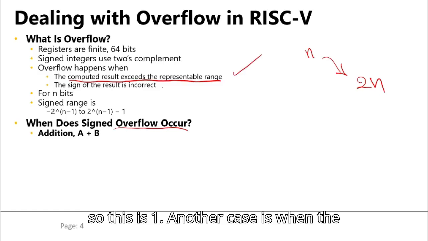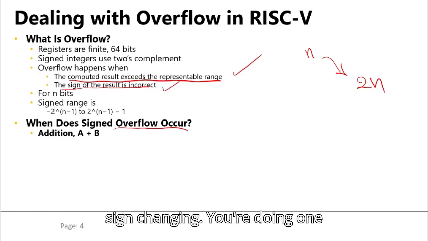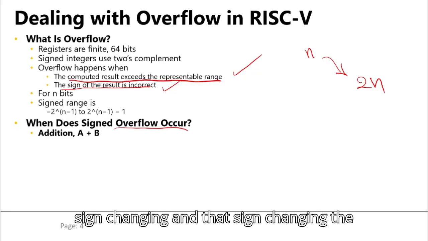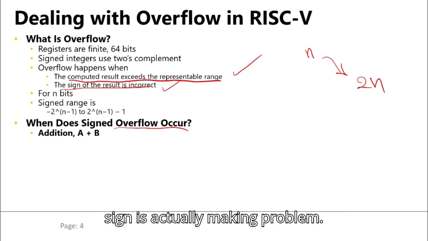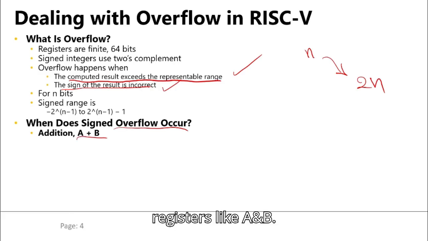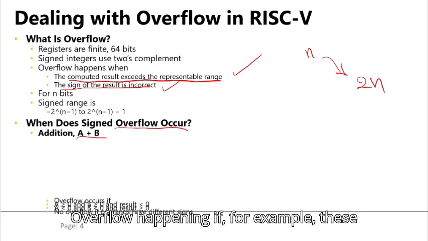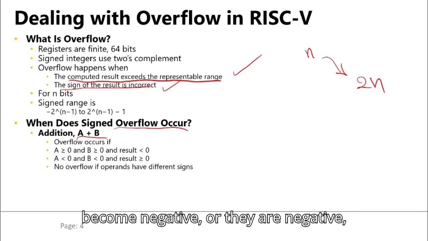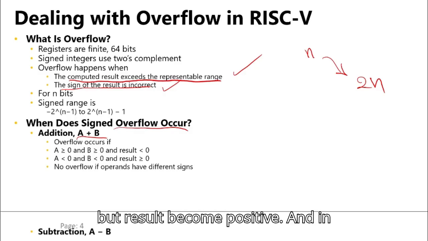Another case is when the sign changes. You're doing one operation, you don't exceed the representable range, but the sign changes, and that sign change is actually the problem. So for example, imagine we are adding 2 registers, A and B. Overflow happens if these 2 numbers are positive but the result becomes negative, or they are negative but the result becomes positive.